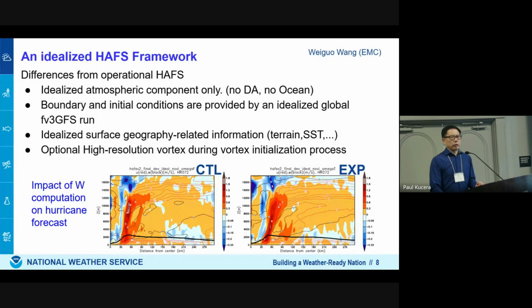This idealized framework is mostly developed by Weiguo at EMC. Its utility is that you can really use this to understand some of the fundamentals, because when you run the full model, sometimes you don't know what the cause and effect relation is. With the simple framework, you can sometimes understand what the real cause is when you change a parameter. It has been used in real cases for testing and evaluation.